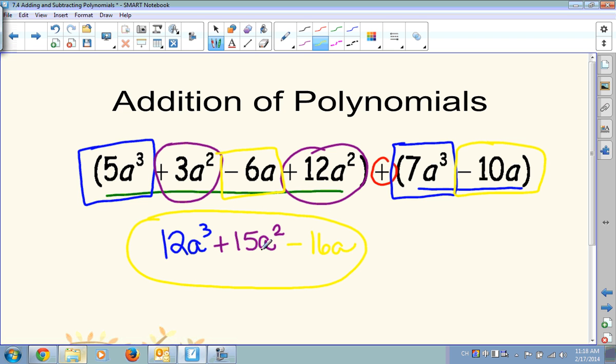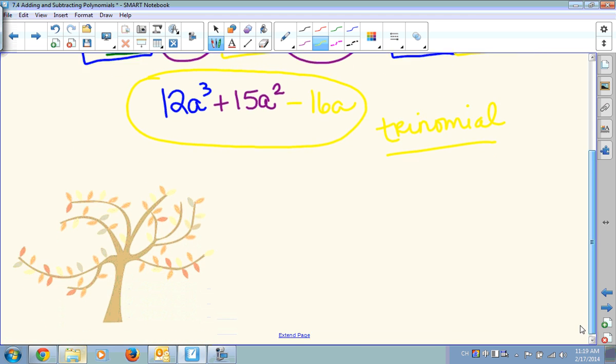So our answer is what kind of polynomial? It's a trinomial. I don't think it asked us that, but it's good to know. This is a trinomial. Okay? So that is addition of polynomials.